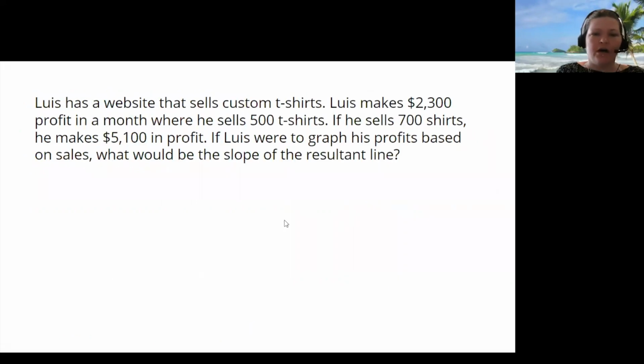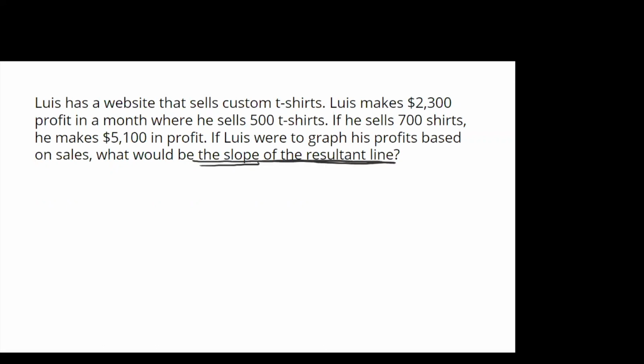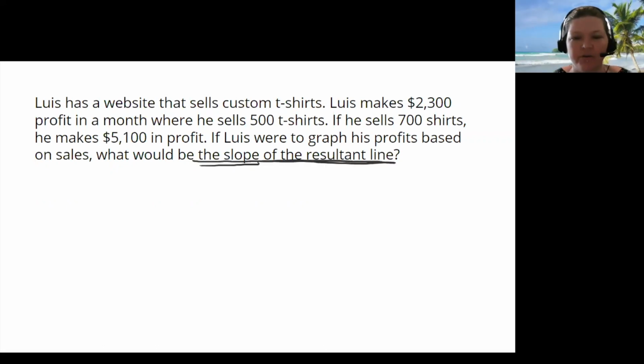Okay. Luis has a website that sells custom t-shirts. Luis makes a $2,300 profit in a month where he sells 500 t-shirts. But if he sells 700 shirts, he makes $5,100 in profit. Oof, go Luis. If Luis were to graph his profits based on sales, what would be the slope of the resultant line? What are they asking me to do or to find? The slope. Good. So we're finding the slope of the resultant line. Problem is I don't have a line in front of me.